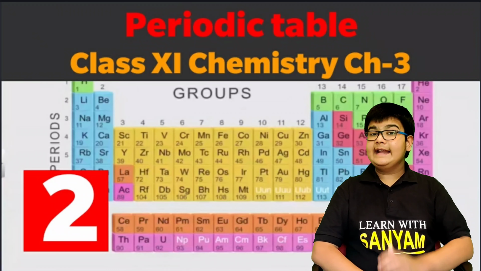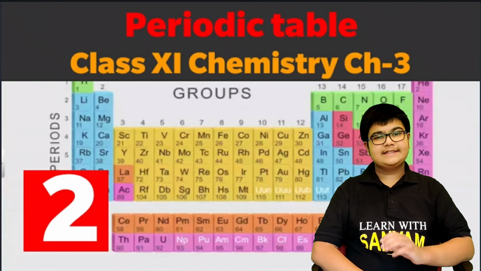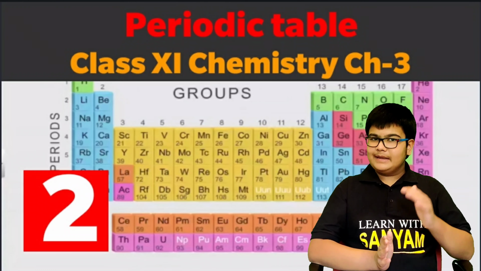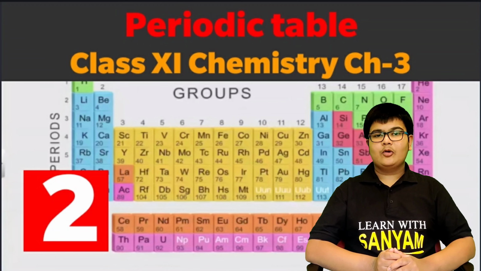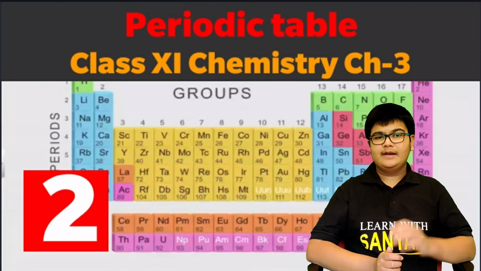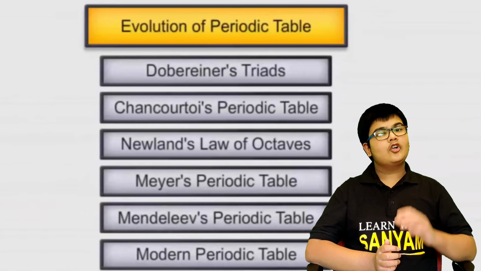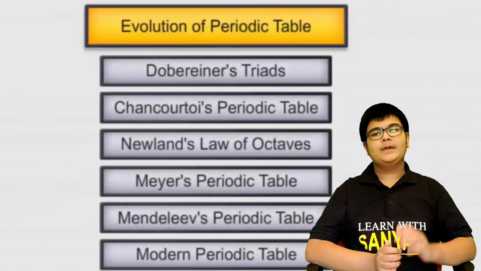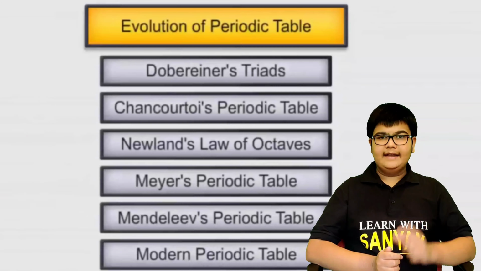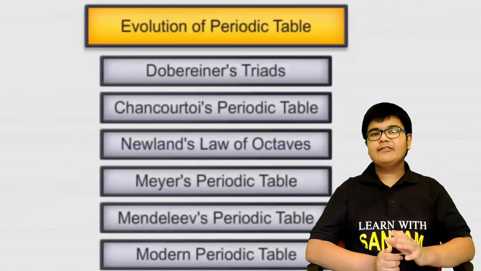Welcome to the second lecture of the periodic table chapter. In the previous lecture, we had discussed the evolution of the periodic table and how different scientists contributed to the development of the periodic table. In the end, we had discussed Mendeleev's periodic table.